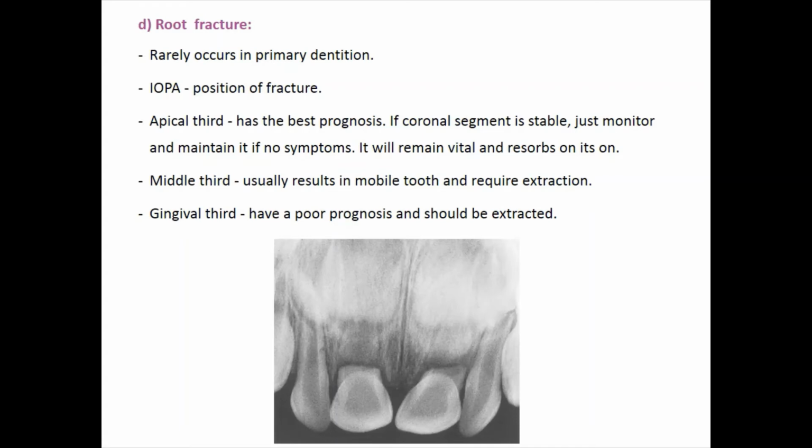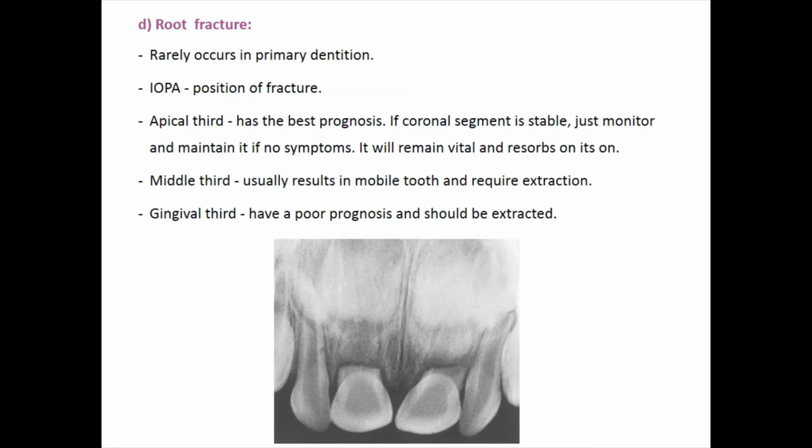Moving on to the root fracture, as you can see in this picture, there is a 5-1 and 6-1. There is a horizontal line you can see, and the root extending, which you can also make out in the radiograph. If the fracture line is involving the apical third, it has the best prognosis, because we just need to monitor the patient, and if the patient does not have any symptoms, we just monitor, and with time the apical portion of the root will resolve by itself.